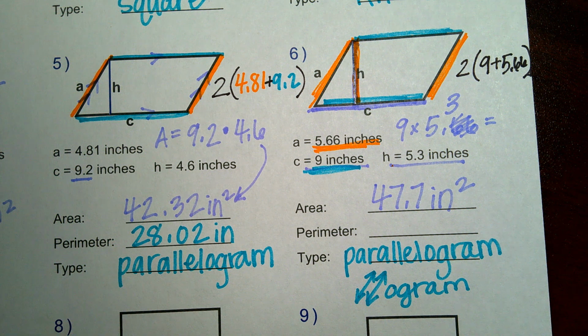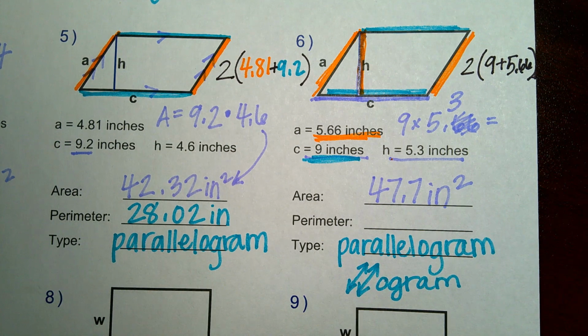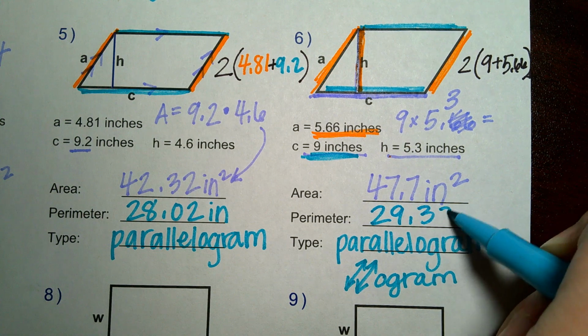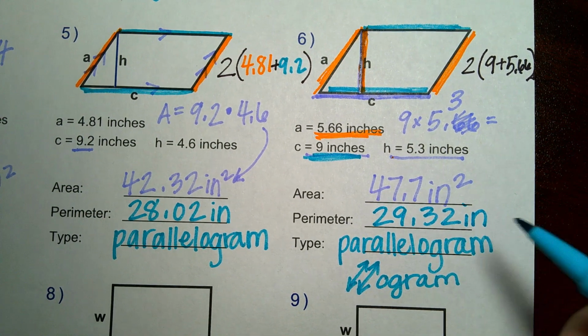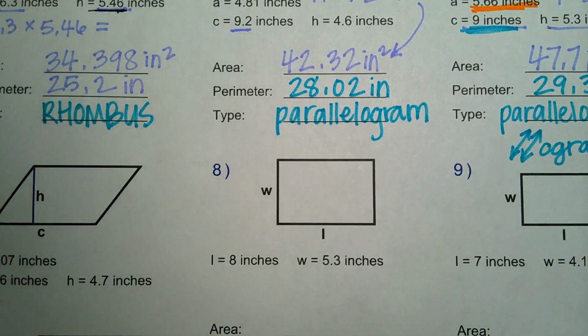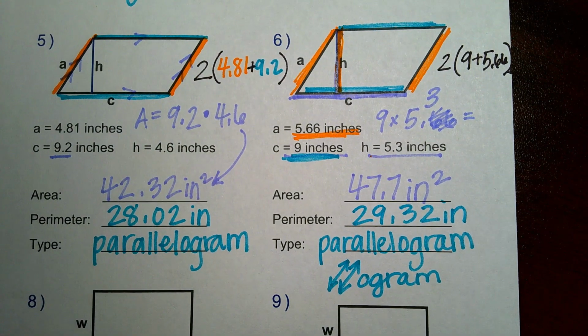And you said, did you get 29.32? Perfect. Did everybody else get that? 29.32? Yeah. Perfect. 29.32 inches. Very good. Okay, we're down to the final 3. What was the answer? Here. It's 29.32 inches.